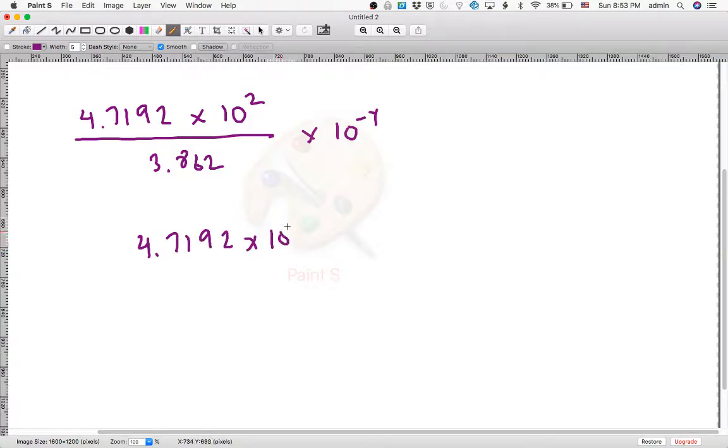4.7192 times 10 to the 2 divided by 3.862 times 10 to the negative 4. That's what I wanted, but the calculator thought I meant the other thing. And you're always going to get the wrong answer. You're not going to get the wrong answer when you do multiplication. You're going to get the wrong answer when you do division.